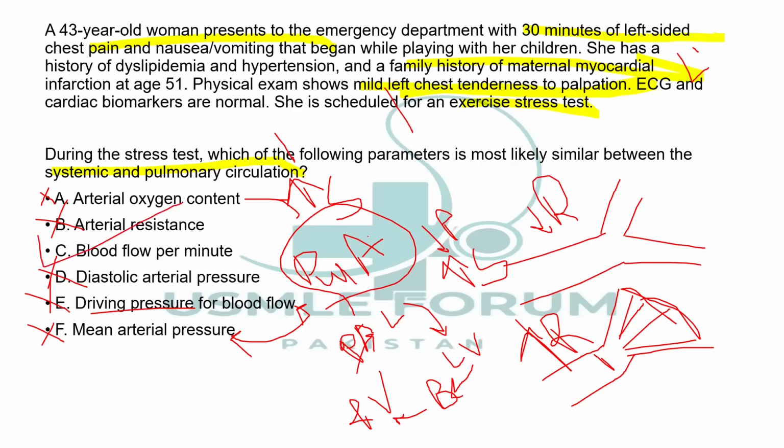The correct answer is blood flow per minute. Why is blood flow per minute the correct answer? Blood flow per minute basically means exactly what is written. Blood flow means the amount of blood that is flowing per minute, which means the cardiac output. The cardiac output is the same in the aorta and in the pulmonary artery. The blood is pumping the same amount in both compartments. There is no difference. The only difference is of the resistance and the pressure, but the volume of the blood stays the same. You have to remember the volume stays the same.